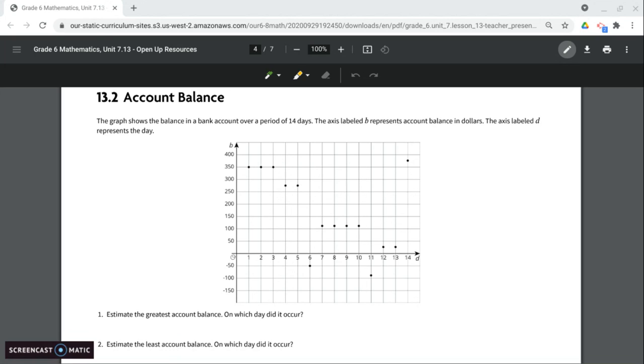So if we look, we want to find the greatest Y value because that's going to be the greatest account balance. So here we're starting off at 350. We drop really far, come back up, drop really far again, come back up, and looky there. We're above 350. We're at about probably 375. So 375 on day 14. So 14 is the day that it occurs on.